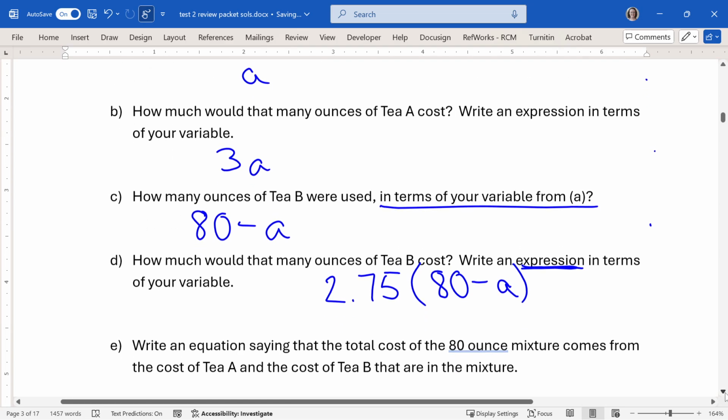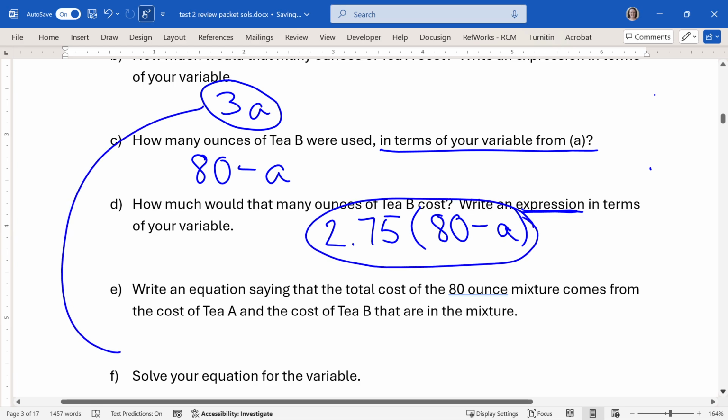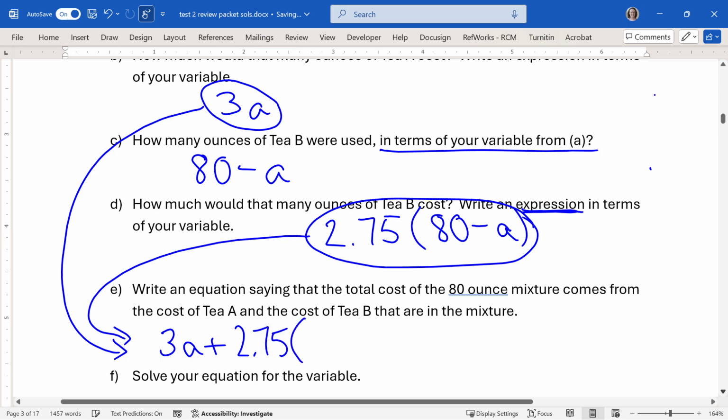Okay, so now we're at the point that we can write an equation. So we're going to write an equation saying that the total cost of the 80-ounce mixture comes from the cost of TA and the cost of TB that are in the mixture. So basically, we're going to have the total cost of the mixture on one side, and then the cost of TA and the cost of TB on the other. We already know the cost of TA and TB because that's coming from these parts right here. So these are going to add together to give us the cost. So we're going to have 3A plus 2.75 times 80 minus A.